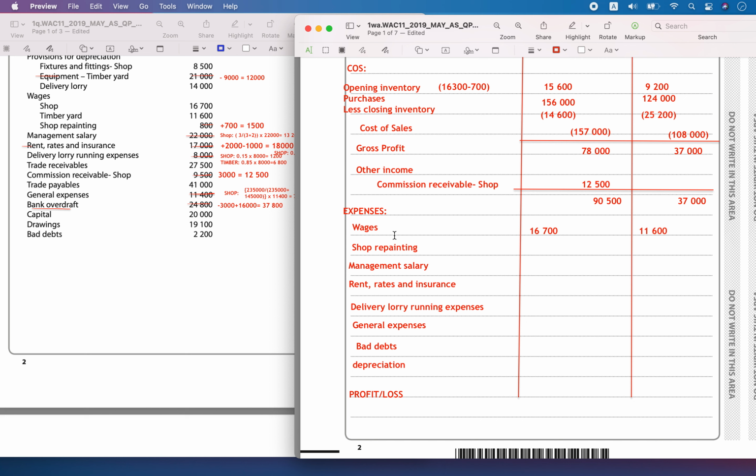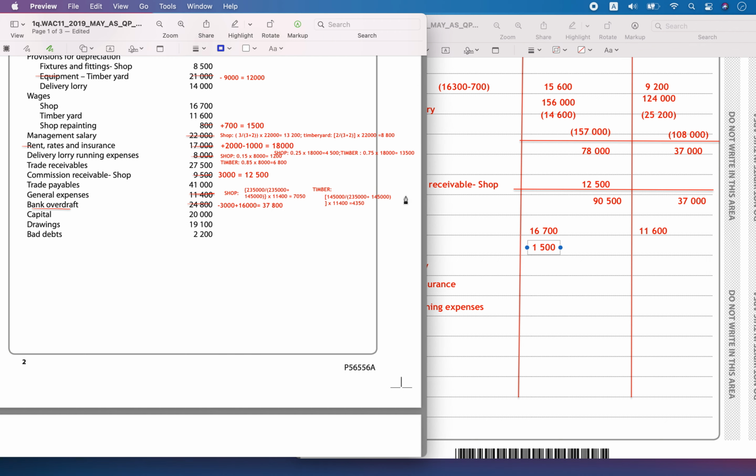And then shop repainting. Okay, repainting, it is only for the shop, it is 1,500. So shop repainting extra was 1,500, and there was none for the timber yard.